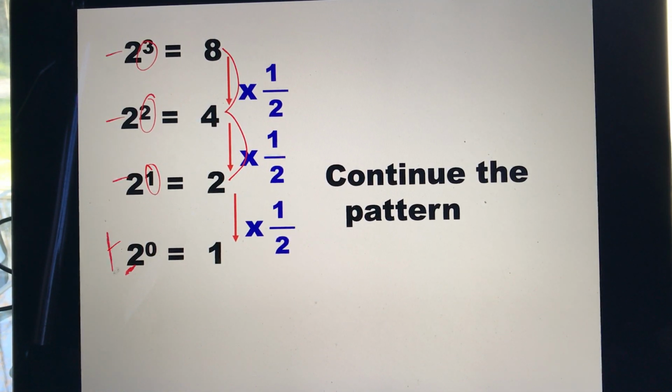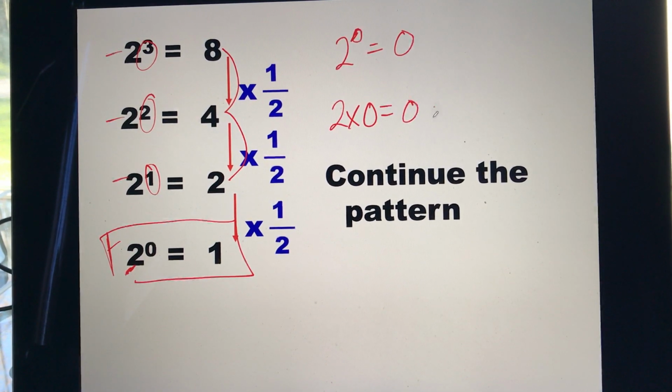And this gets a little strange because you would think, kids think, 2 to the exponent 0 should be 0. Well, that's not true. 2 times 0 is 0. That's true. But 2 to the exponent 0 is not 0. Okay, it's a different thing. And it comes from this pattern. The truth is 2 to the 0 is actually equal to 1.